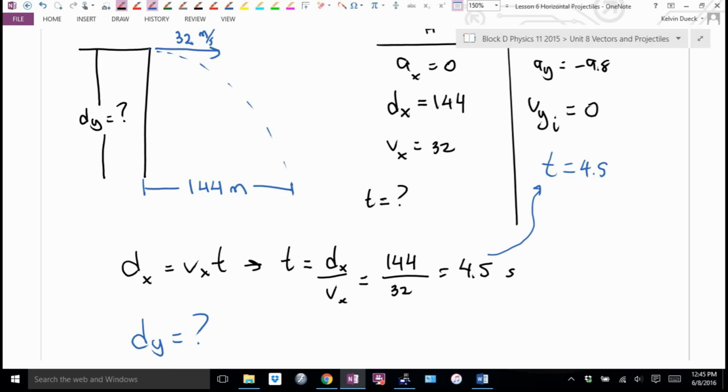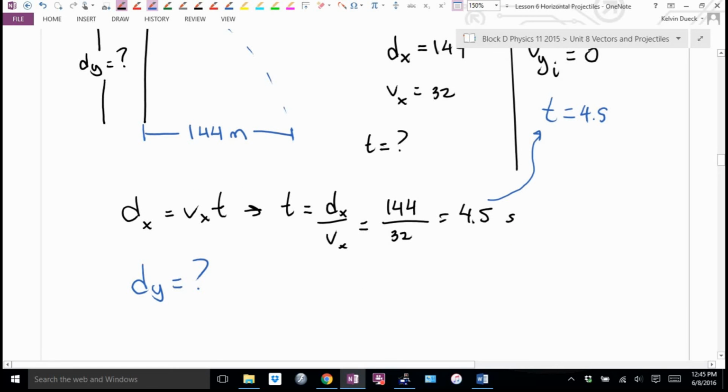Well, sorta. Max, what would you do if you were more clever than Connor? What would you write instead? Yeah, you would just write a half AyT squared. Why wouldn't you bother writing the ViT? Because Vi is 0, and that's a waste of ink. So it's going to be 0.5, negative 9.8.